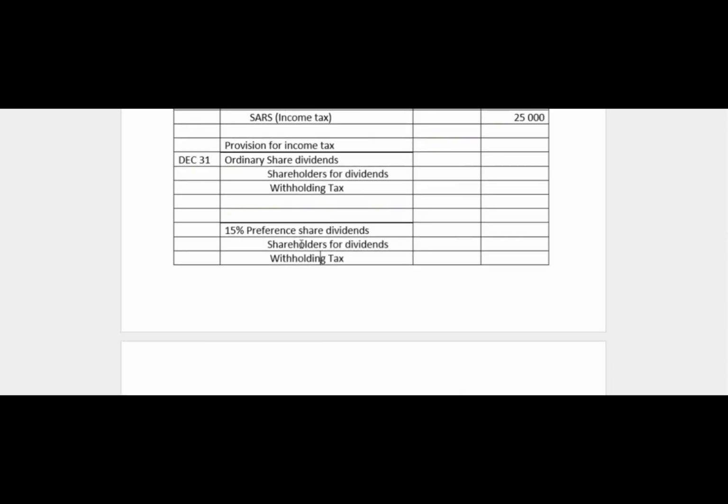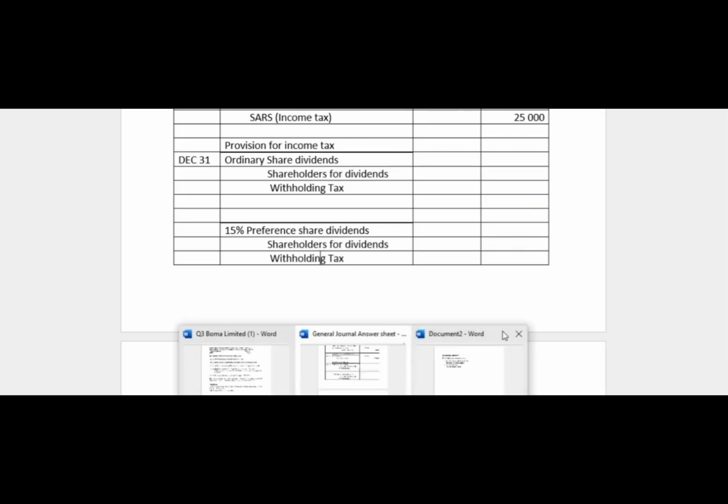Remember, you calculate the dividends based on the shares issued. So now I want us to calculate dividends.